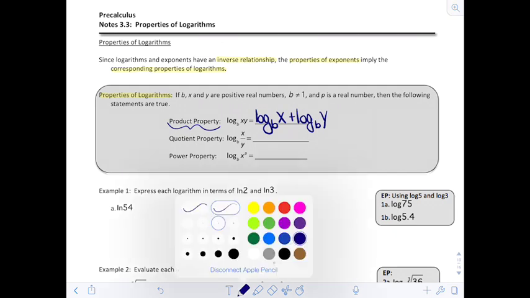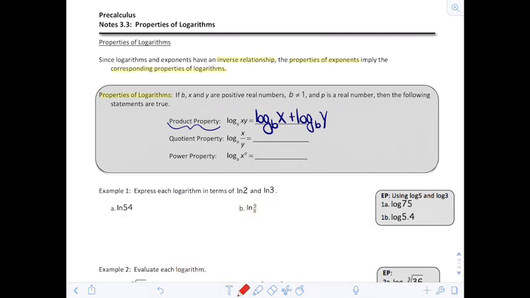So again, we can take multiplication and separate it out, expand it with addition. The quotient property says that the log base b of x divided by y can be written as the log base b of x plus the log base b of y. Minus, sorry. Let's redo that. Minus, okay? Okay, so division relates to subtraction the same way that you would see it relate with your properties of exponents.